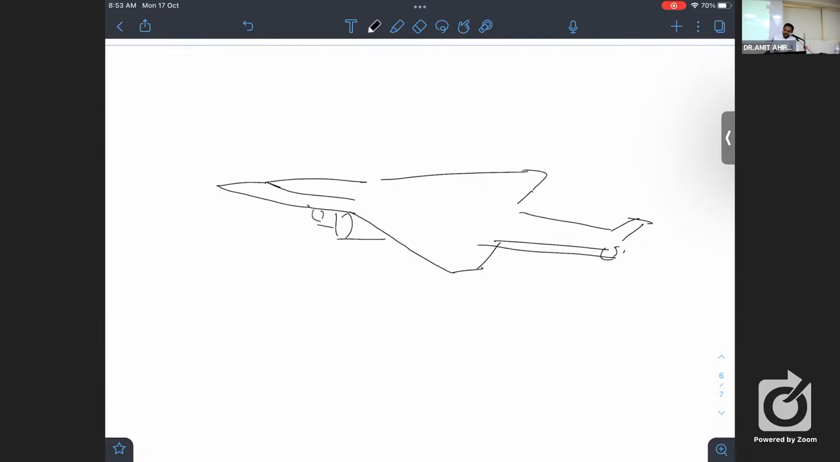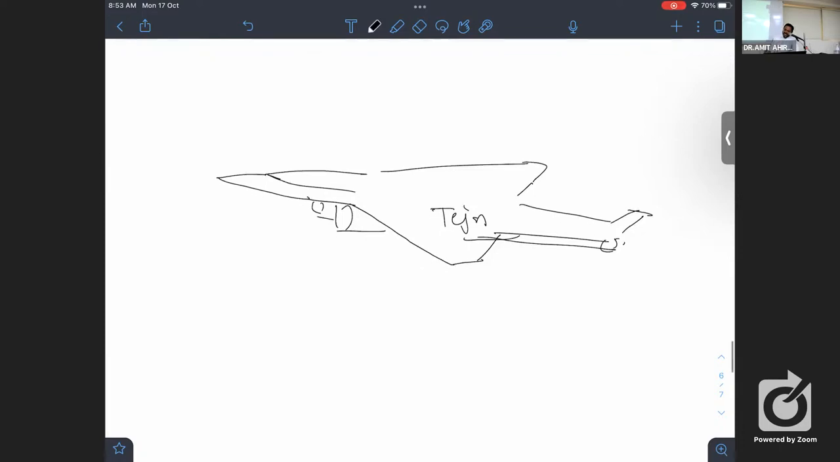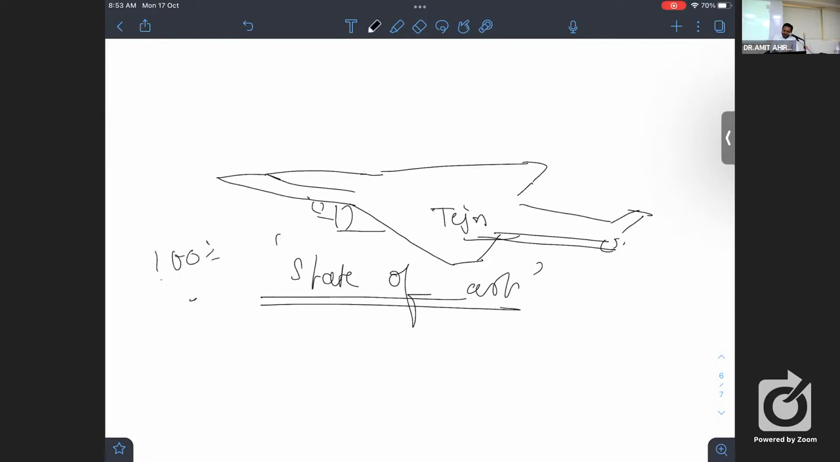ये तेजस नहीं है तो मान लो तेजस. ठीक है. Okay. Now, can we say Tejas, or the government can also say, Tejas is a state of art aircraft. State of art means everything, 100%, you can find out, is built in India only.